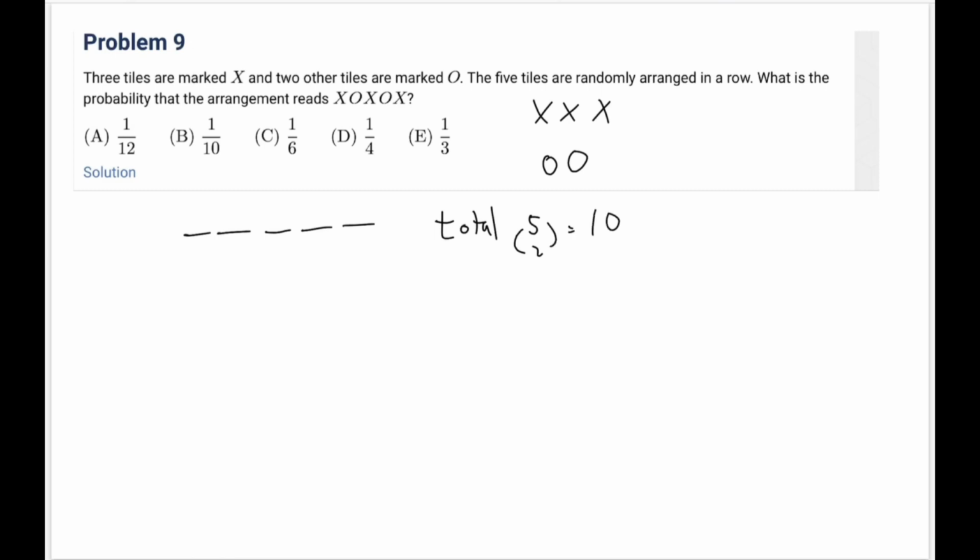And then what is the probability that the arrangement reads XO, XO, X? That is when it chooses these 2 specific spots. So this is 1 out of 10.